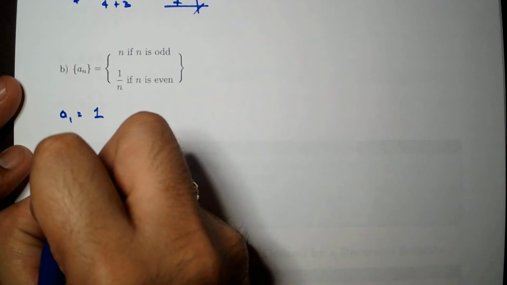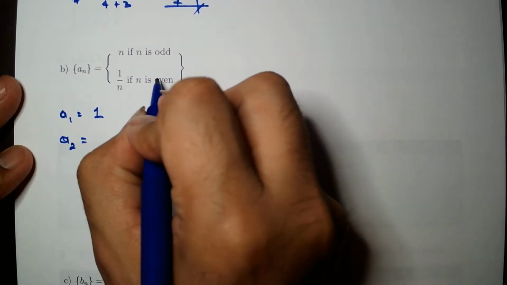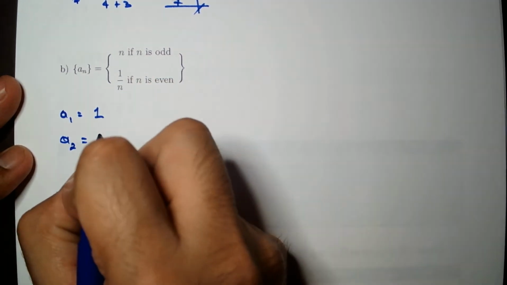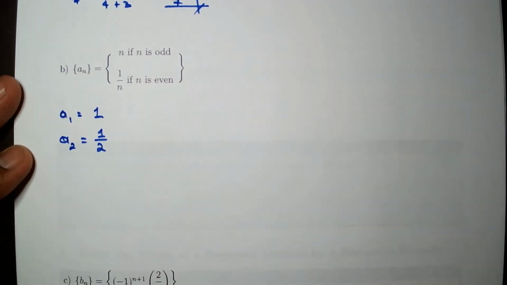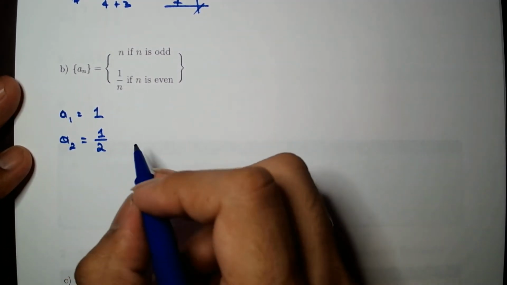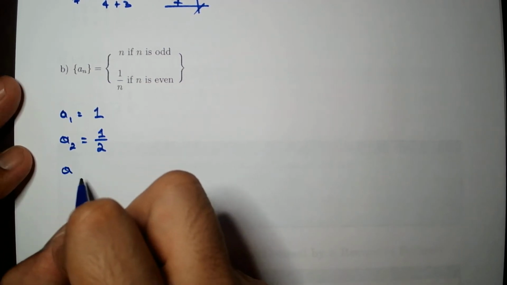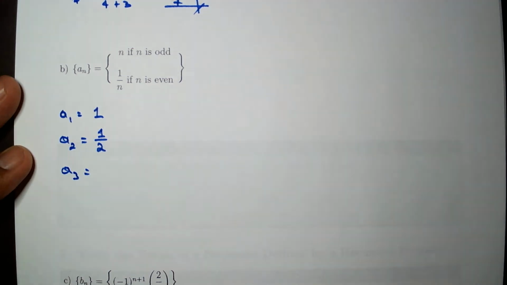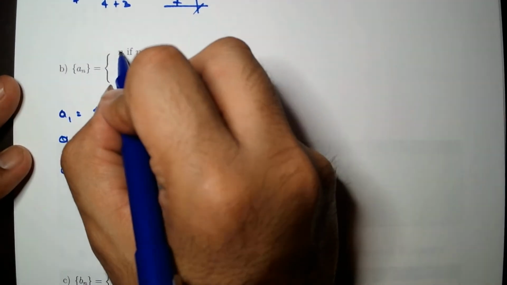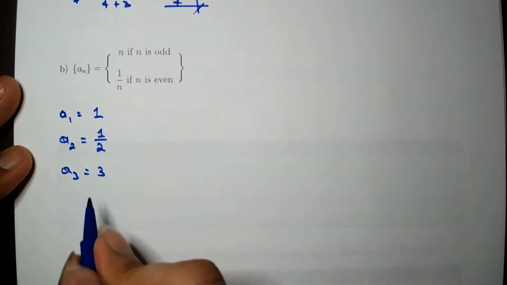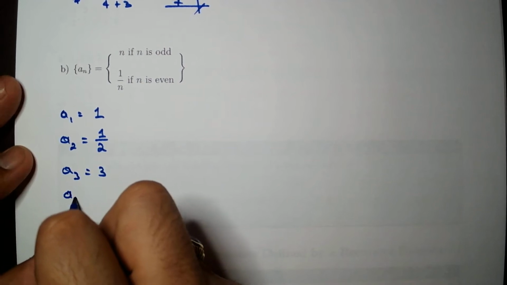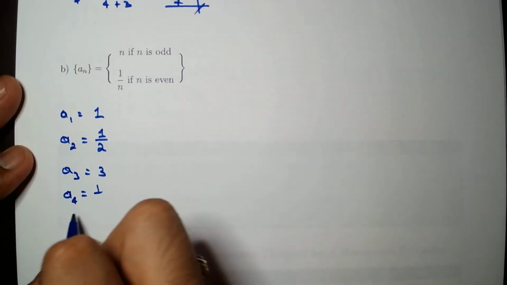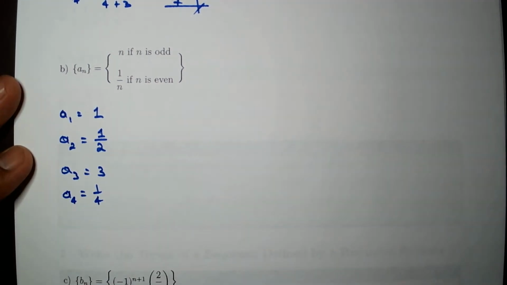A sub 2. This 2 is an even number, so we're going to use this part of the sequence, in this case 1/n. That's 1/2. Now A sub 3. 3 is an odd number, so we use the n part. Plug in 3 to n. That's simply 3. And A sub 4, finally, that's 1/n because that's an even number, 1/4.